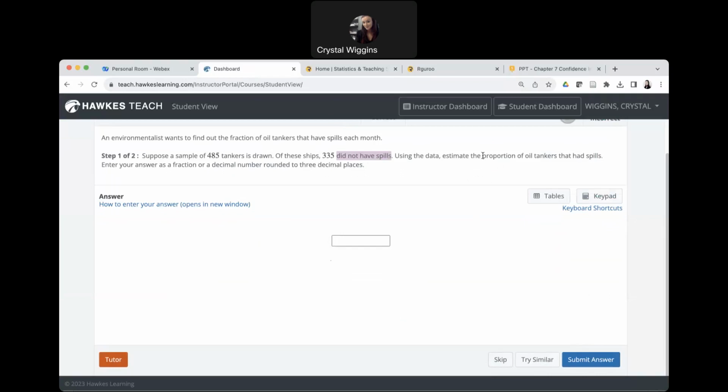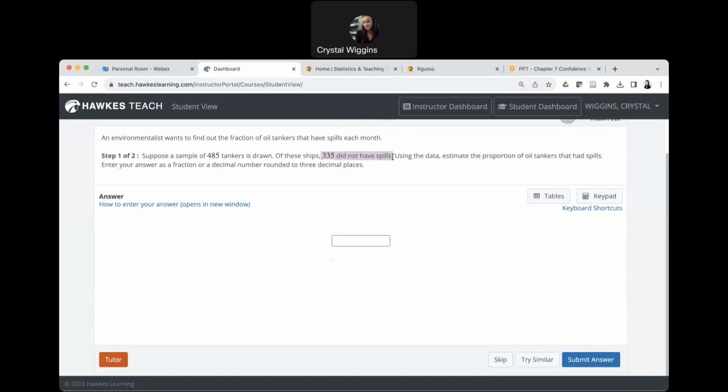They want us to find the proportion of oil tankers that had spills. Now, here's where you have to be very careful. You need to decide whether the category that they want the proportion of, in this case having spills, matches the part that they give you. In this particular case, they do not match. They want the proportion of spills, and they give us the count of no spills. So there is an extra step in this problem than some of the other problems.